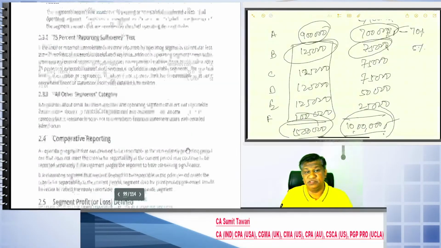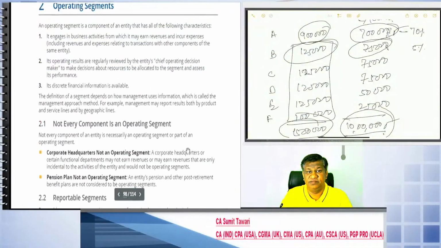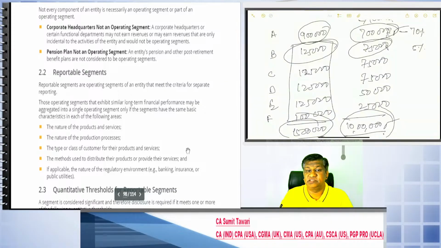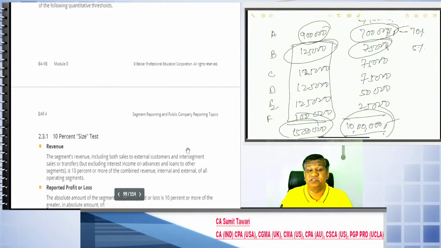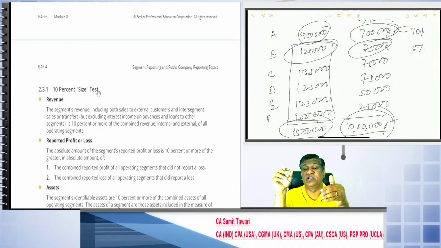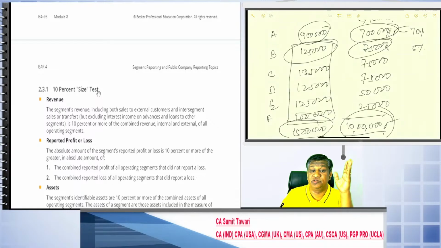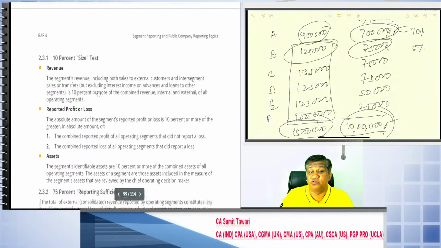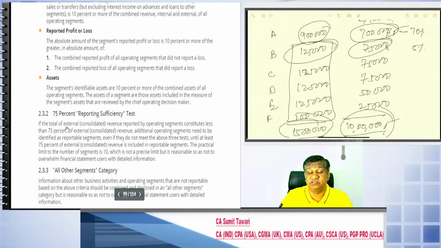Before going to comparative reporting, I'll just revise once again. Operating segment, we need to consider on the basis of the decision maker, that you need to keep in mind. Second, for the 10% test on revenue, you need to calculate including the inter-segment transfer. Profit and loss, you need to calculate the total of all profit or all loss, and accordingly decide the threshold. Asset is simple. The 75% test you need to apply on only external revenue.